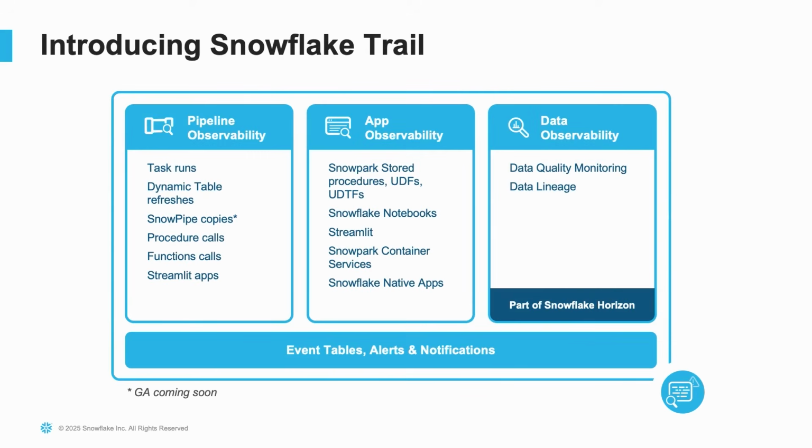To do that, you can go to the Snowsight UI to analyze your logs there, or you can export them to a third-party tool, as we're also supporting OpenTelemetry. Snowflake Trail actually spans across pipeline observability, app observability, and data observability. Let's have a closer look at the first one.